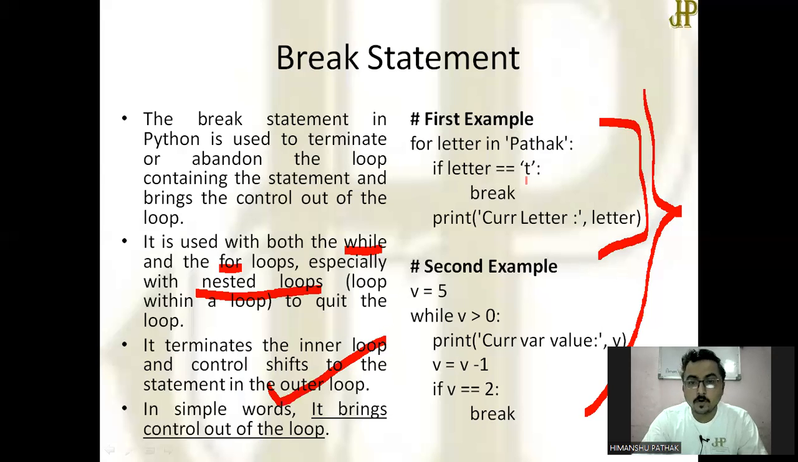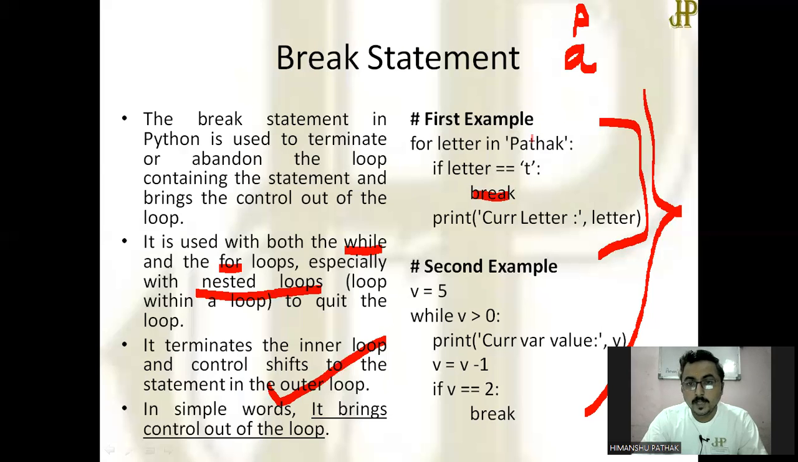Why? Because of the use of break instead of continue. So, loop, move on, P will be given to the variable letter. So, letter will be checked whether it is equal to T. No. Then print the current value. So, it will print P, then A.